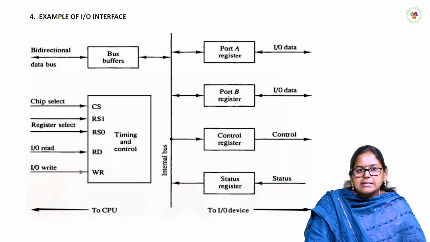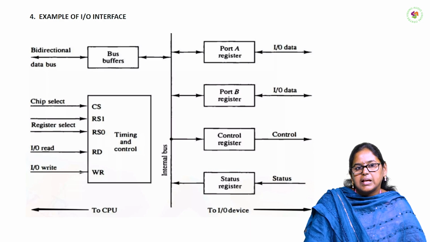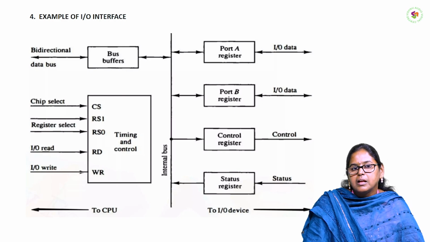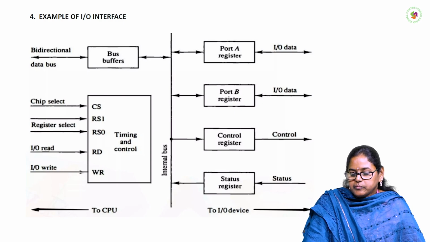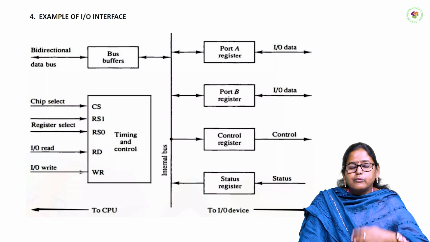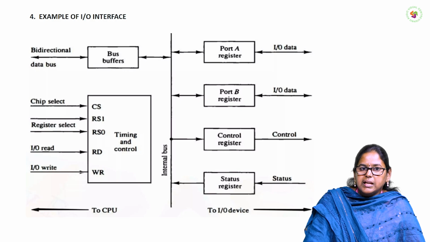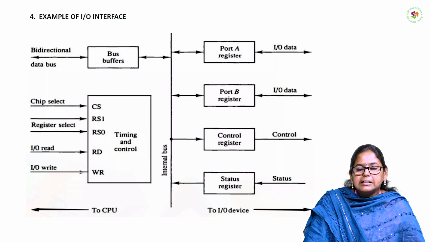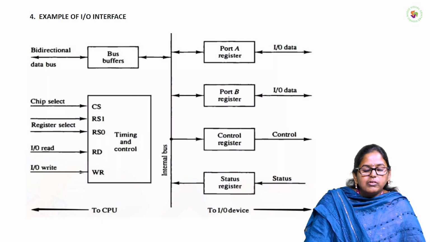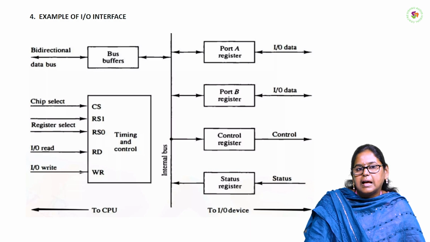Then we have something called RS0 and RS1. These are register selection inputs. Two inputs we have here, and depending upon the binary values placed over those register select inputs, the respective registers will be selected. In the right portion of the diagram, you are seeing port A register, port B register, control register and status register. These are the different registers through which the CPU can communicate with the different IO devices. So which register the CPU is sending data to depends upon the inputs of the register select, RS0 and RS1. Then we have another two inputs, IO read and IO write.